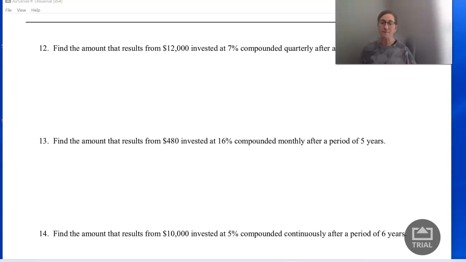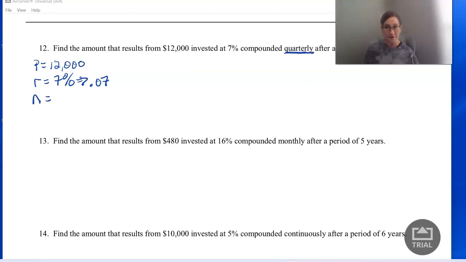For this one, I find it best to just write out the numbers we're going to use. The principal is your initial amount that's invested, so that's $12,000. Then your interest rate, your small r, is 7%, but that is always converted to a decimal, so 0.07. Then your n, the number of compound periods, says it's quarterly, so n is 4. And your time is in years, so it'd be 9 years.